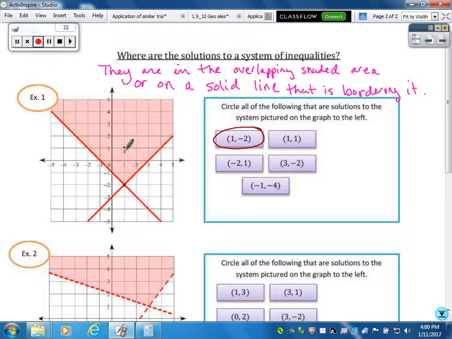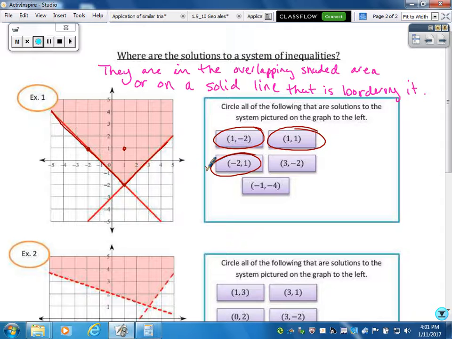Let's try our next one, 1, 1. So over 1, up 1. Right there it is, right in our shaded area. That's perfect. Let's try the next one, -2, 1. On my x-axis, I go over to -2, and then up 1. Again, it's on the border of that shaded area, so that's good. So basically anything here to here and above, up here, is going to be a good solution.